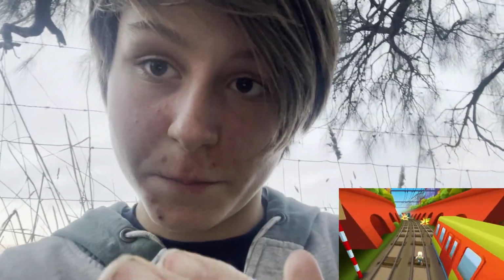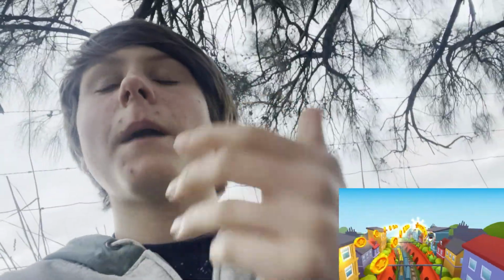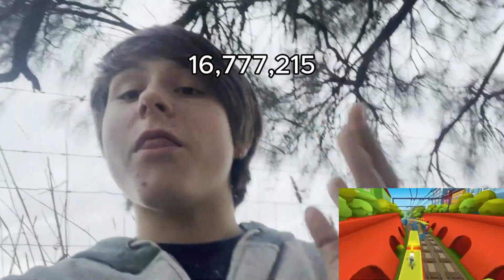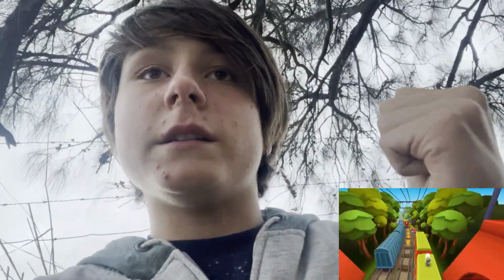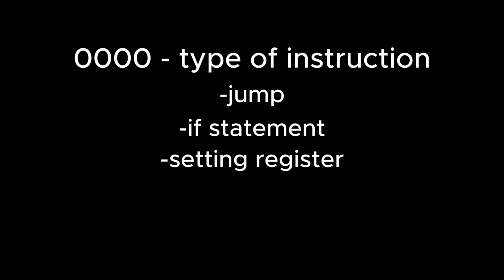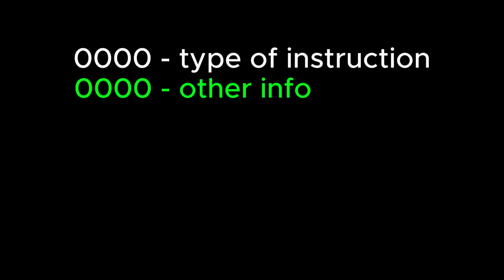So, to cover the basics, my CPU is a 24-bit CPU, meaning it handles numbers up to roughly 16 million. Those are the numbers that it can handle. And it has an 8-bit opcode, so 4 bits designated to tell you what type of instruction. So that could be jump, that could be an if statement, it could be setting a variable or a register, or indexing or changing a certain index of RAM. But the next 4 bits are then to tell you any other information needed for it.